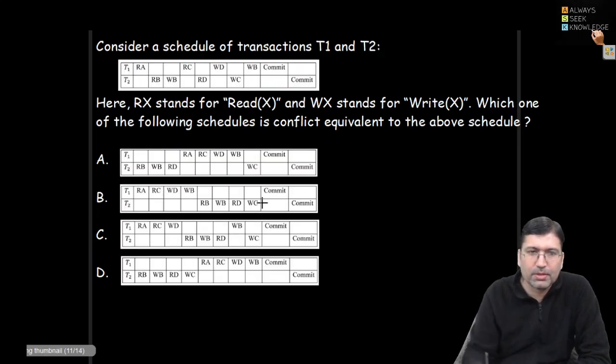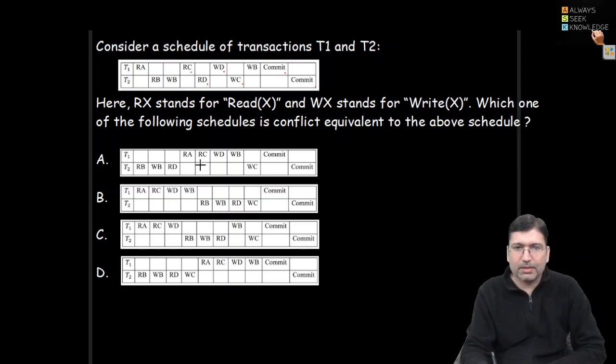Let's solve the next question. Consider a schedule of transactions T1 and T2, and the schedule is given like this. Read operation on A by T1, then read operation on B by T2, write operation on B by T2, read operation on C by T1, read operation on D by T2, write operation on D by T1, and so on. And finally commit and commit.